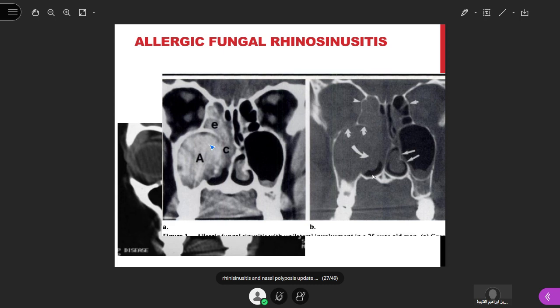This is what we call the double density sign. You can see the hypo and hyperdense areas in the CT scan on both sides. There's thinning of the nasal bone, thinning of the bones without any invasion. You can see clearly here the polyposis.